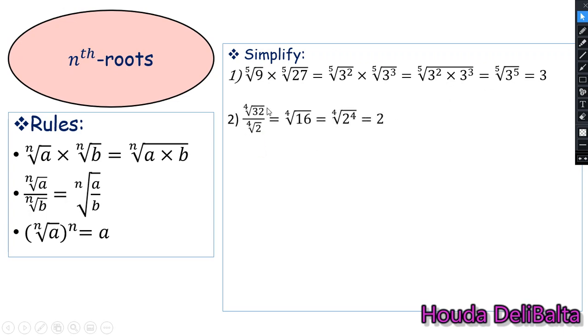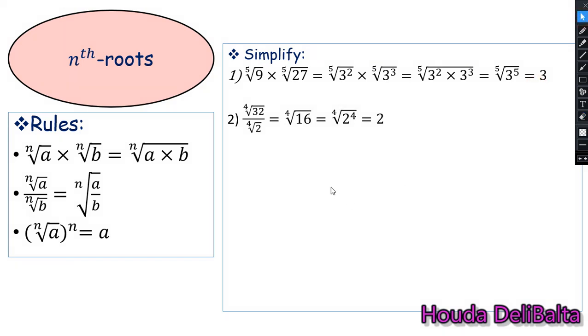Fourth root of 32 divided by or over fourth root of 2. I can put them under the same fourth root as follows to get fourth root of 32 divided by 2, and this is where fourth root of 16 comes from. Okay, 32 by 2 is 16. Fourth root of 16 is definitely fourth root of 2 to the power 4. Dividing 4 by 4 will get 2 to the power 1.